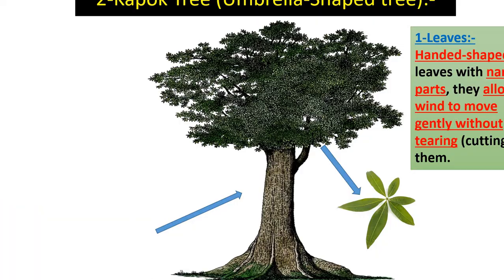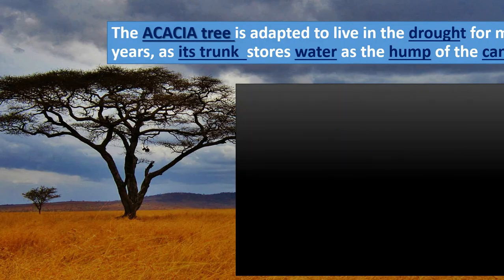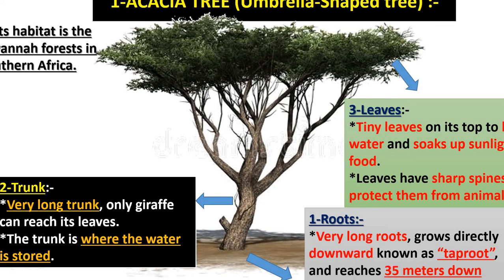So again, I'm going to say it, the acacia tree. We said the trunk stores the water, like the hump of the camel, and also the leaves suck up the sunlight, and it also has spines to protect it from the animals. And we said the roots go down about 35 meters, and we call it a taproot.